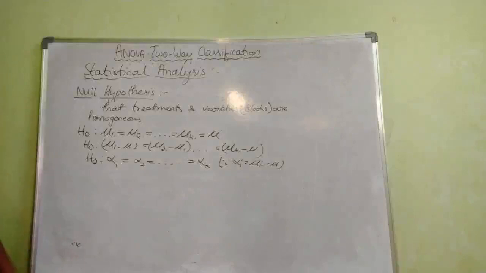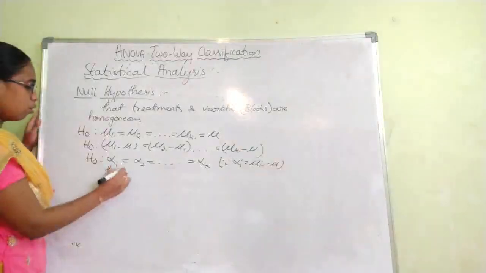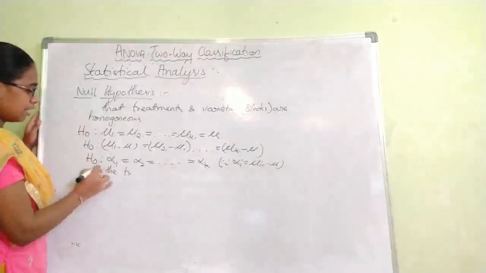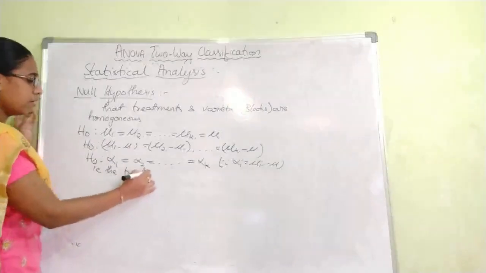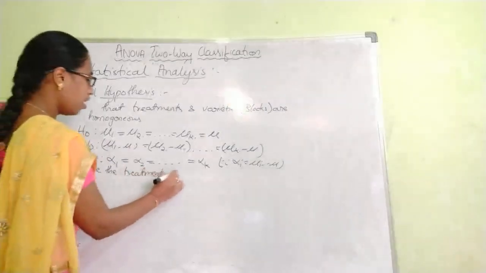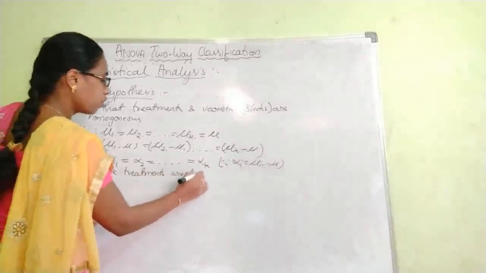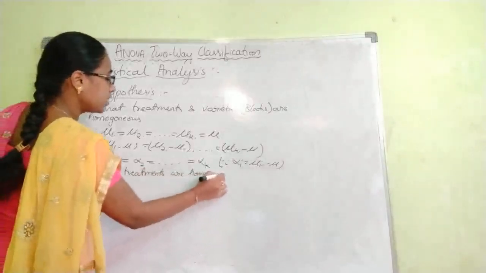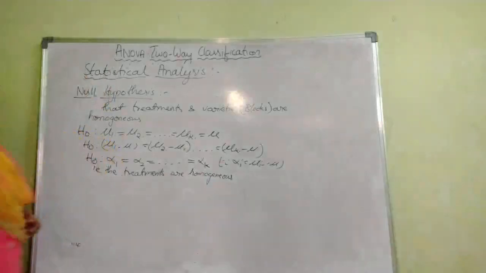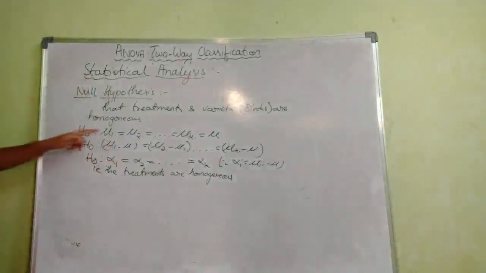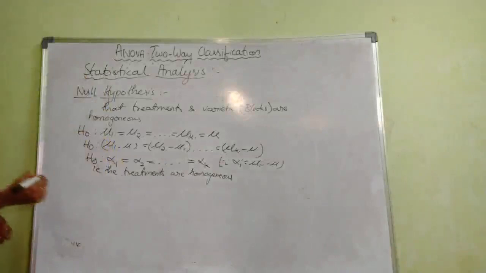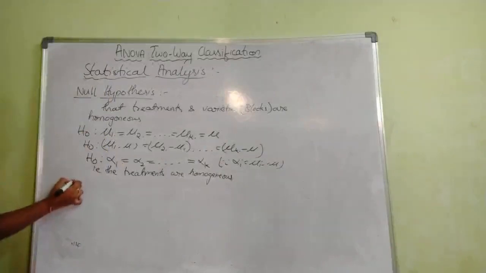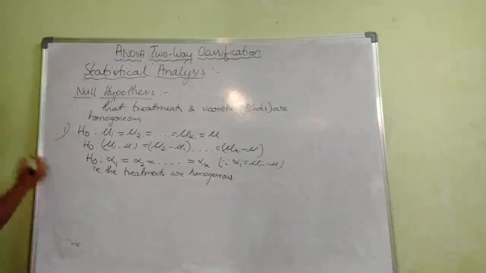What does this null hypothesis mean? The treatments are homogeneous. Next we have to write the hypothesis based on the means of the jth variety or the jth block. So this is the first null hypothesis.